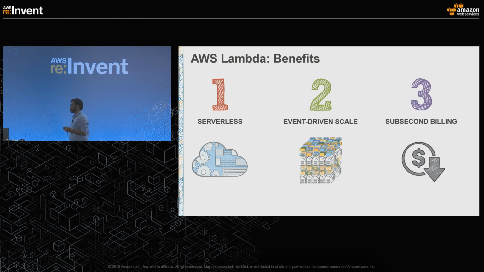Third, and in some ways, the one that actually excites a lot of developers is sub-second billing. With Lambda, you only pay when your code is executing. You pay from when your code starts running to the time when your code stops running, in units of 100 milliseconds, right? So think about it. With Lambda, you're not paying for idle ever. You're only paying when your code is actually executing, which means you can build a very high-scale app, potentially at very low cost.